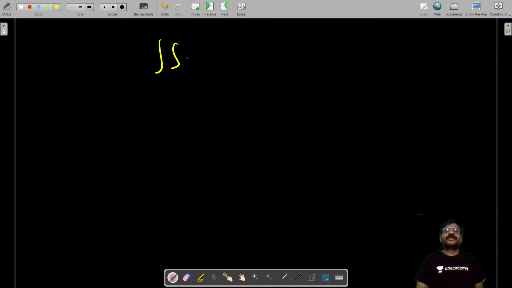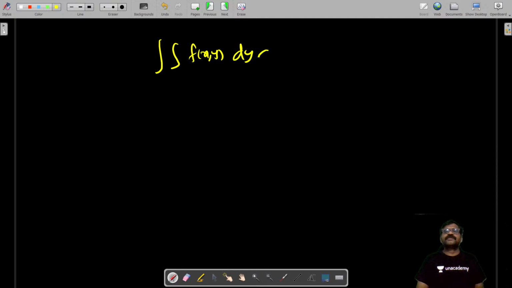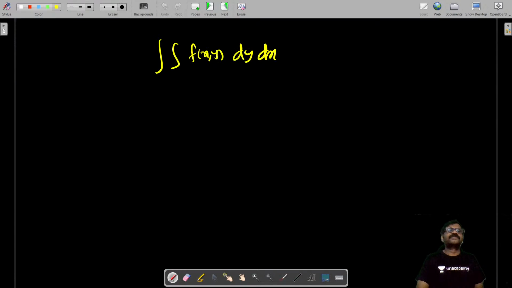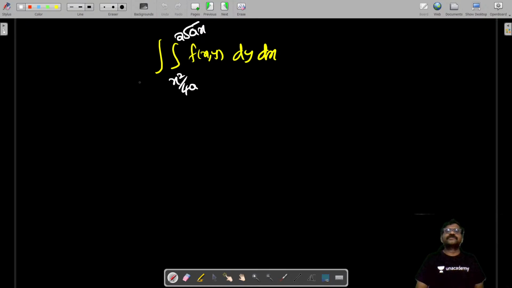Now, double integral function of xy dy dx, with limits x square by 4a to 2 root ax, and 0 to 4a. By using these limits, we can understand that the curves are parabolas.